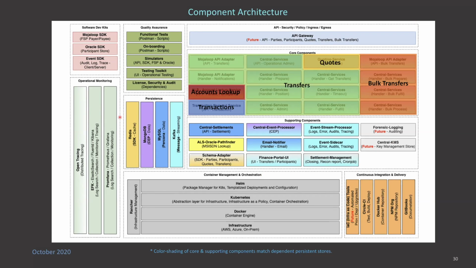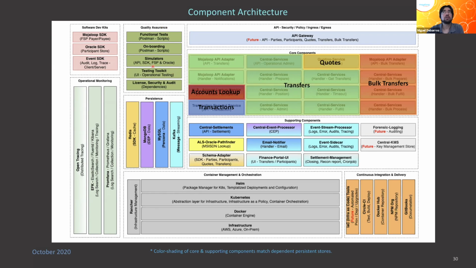And on the left side, persistence, let's go here, for example, we also have some stores, for example, Redis, which is used mainly for the SDK components as a cache. We also have MongoDB, which is used for the central event processor components, as well as some of the bulk transfer components as an object store. We have MySQL, which is used mainly for the central services components, the account lookup and the quotes. And we also have Kafka, which is used for the durable messaging stream component, which you saw was how the components within the transfers, the central services, then API, communicated with each other.